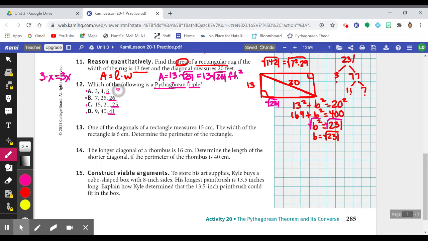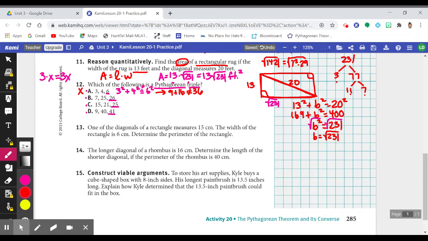For example, on A, does 3 squared plus 4 squared equal, I'm going to put a question mark there, does it equal 6 squared? So take a moment, figure out, does 3 squared plus 4 squared equal 6 squared? So 3 squared is 9, 4 squared is 16, and 6 squared is, I got ahead of myself here. 6 squared is 36, and 9 plus 16 does not equal 36. In fact, it equals 25, which I had up there. So A is not a Pythagorean triple.